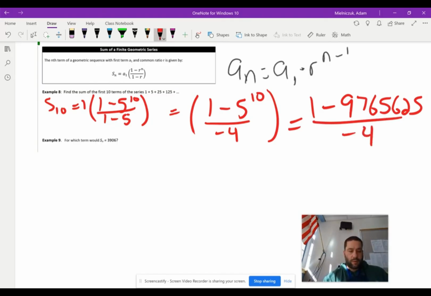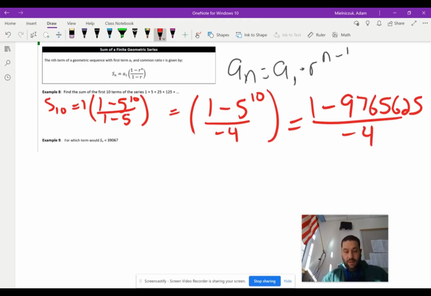Okay, just like I did in my head. It'll be 1 minus 9, 7, 6, 5. I can't even read these numbers right now. Geez, 625, all over negative 4. So 1 minus 9765625. And it did it wrong. Annoying. So bear with me a second, guys. Let me see if I can get this done. I should have been a prepared teacher who had my calculator up.